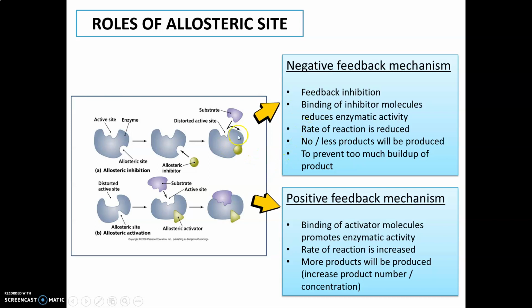So dia akan bagi tahu enzyme, you should stop producing more product because we have enough usually. So that's why dia akan bind dekat sini, and then dia akan stop ataupun akan reduce the rate of reaction and enzymatic reactions. So function adalah to prevent the too much build up of product. Ini usually adalah function dia, and usually memang produk yang bind dekat allosteric inhibitor. Boleh juga jadi, tapi tak selalu, tak semestinya. Okay, just want to let you know the concept.